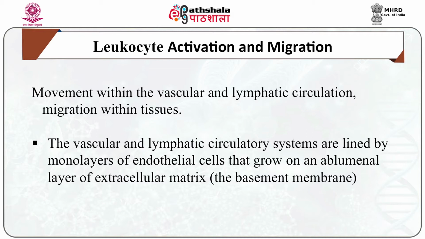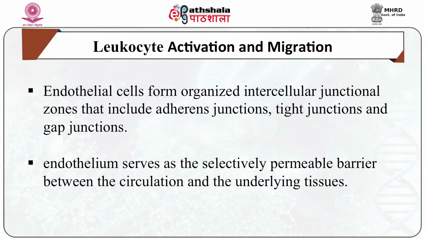The vascular and the lymphatic circulatory systems are lined by monolayers of endothelial cells that grow on an abluminal layer of extracellular matrix, the basement membrane. These cells form organized intercellular junctional zones that include adherens junctions, tight junctions, and gap junctions. Hence, the endothelium serves as the principal, selectively permeable barrier between the circulation and the underlying tissues.